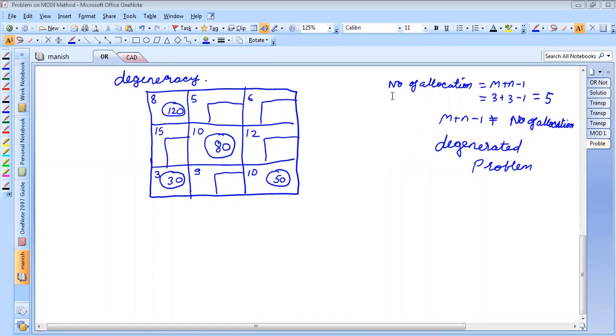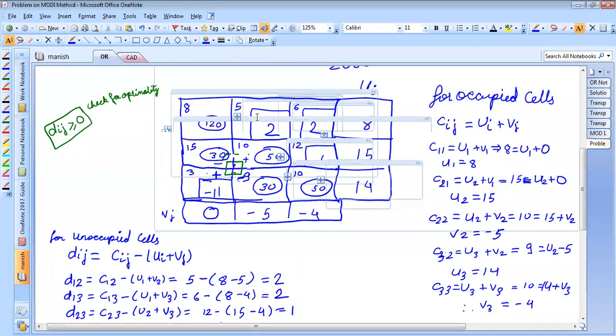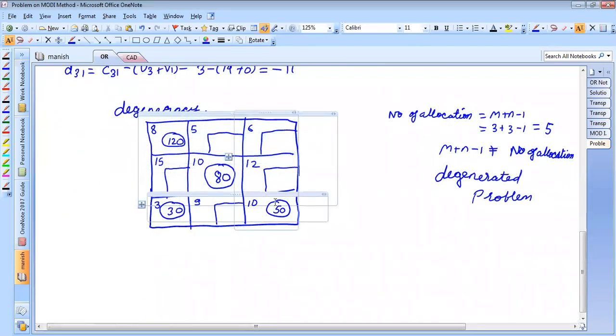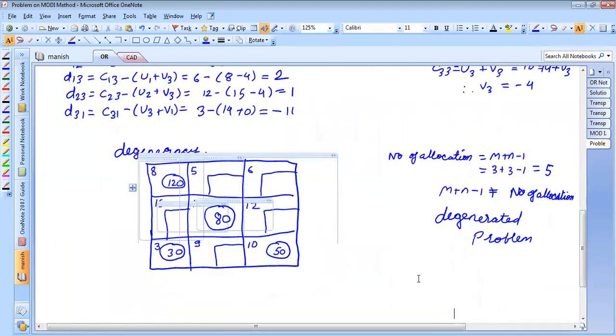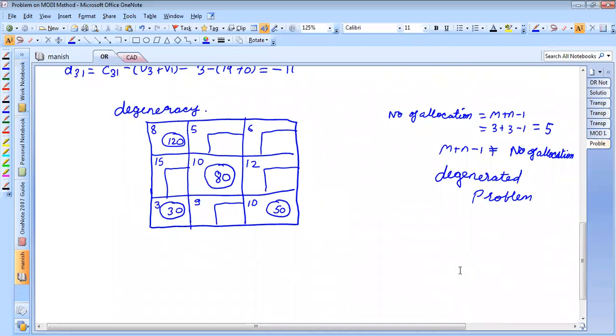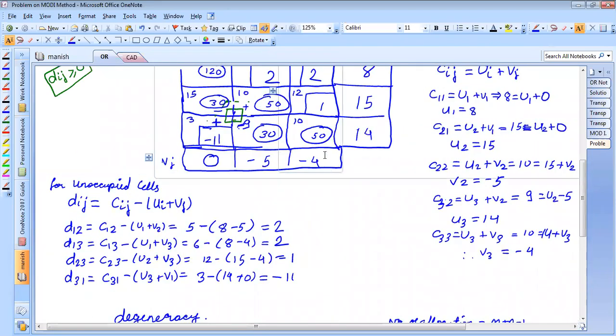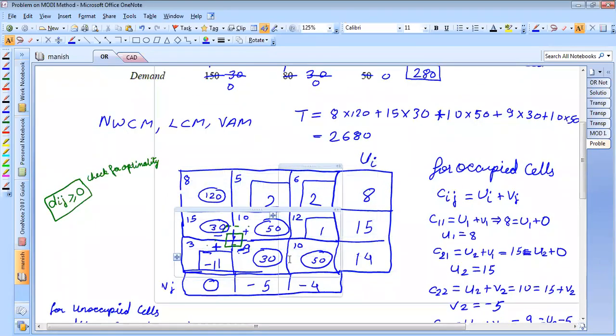What is degeneracy? Degeneracy is when the number of allocations is not equal to m plus n minus 1. Degeneracy may occur within the iteration. Now what we have done here is we have got one iteration. After one iteration, degeneracy occurred. Due to the same values at both the negative ends, we got a degeneracy. Here it was minus 30. It was there also, minus 30. So degeneracy may occur any time. It may be in the first initial solution also. Here also you may get a degeneracy.